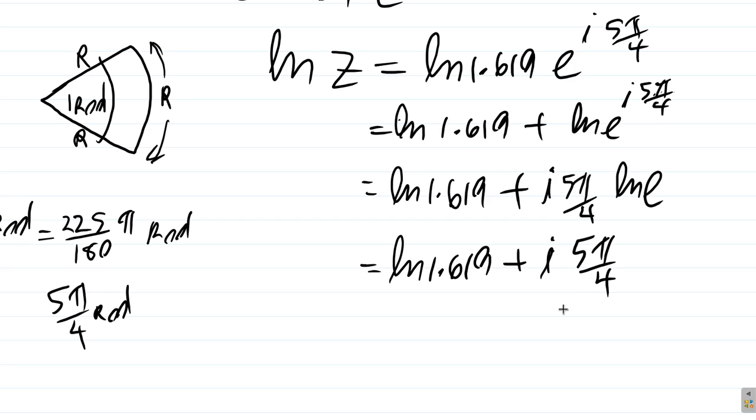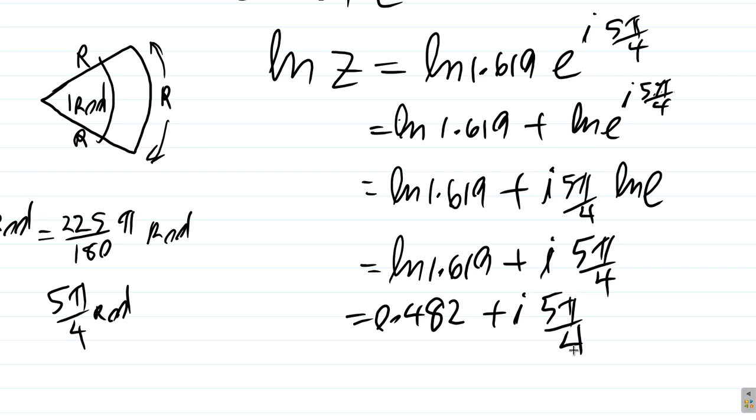What is ln 1.619? ln 1.619 equals 0.482. So it's 0.482 plus i 5 pi over 4. Right?